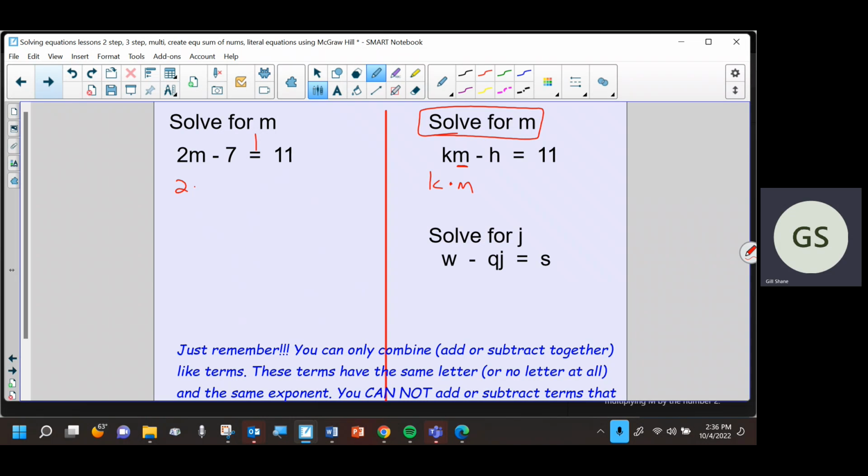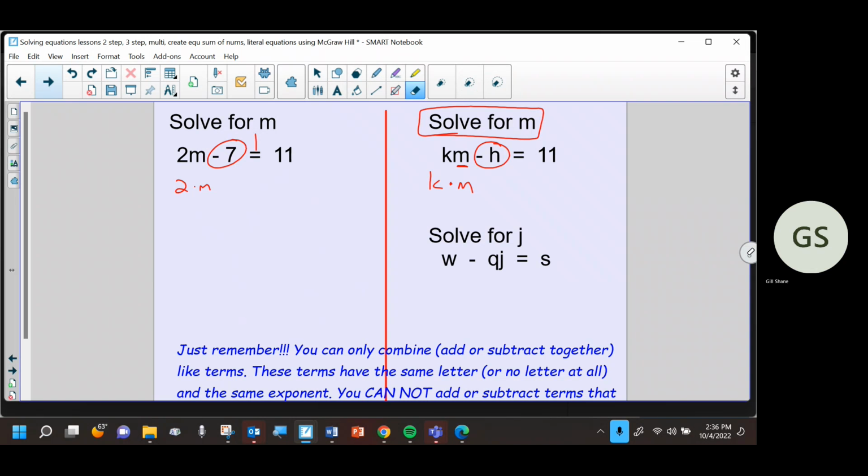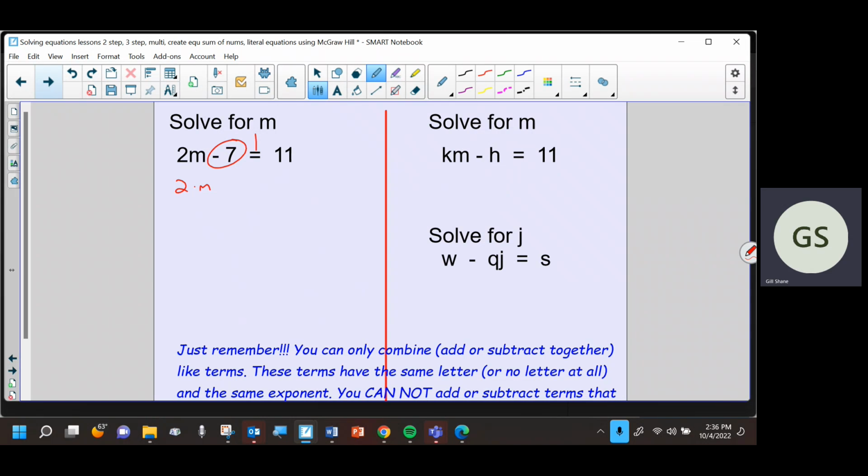So I was saying 2 times m over here. And then after I multiply those together, I'm subtracting some number here, 7. Well, over here, I'm also subtracting some number. I just don't know what that number is. So it's really the same exact problem. I just don't have any numbers. I have all variables. We do not change anything at all as far as the steps go. We're going to do the same exact steps in the same exact order. It's just we don't get a final answer. Like, we do get a final answer, but our final answer isn't going to be a number. It's going to be a bunch of variables.